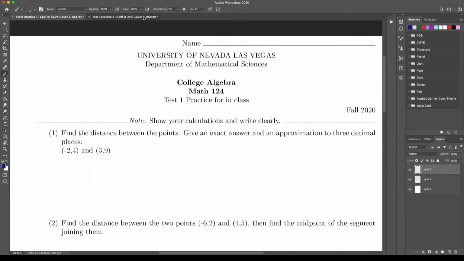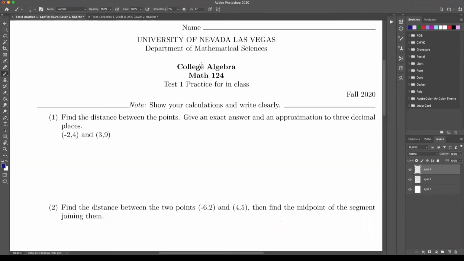On this layer. Hold on, let me click on the right layers. All right, let's get started. So test 1, practice for class.